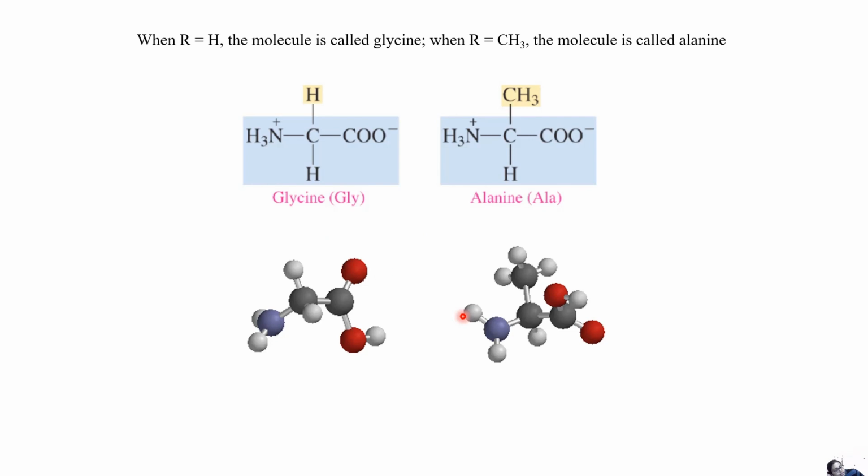Now, when R is equal to H, the molecule is called glycine. When R is equal to CH3, the molecule is called alanine. Glycine is the simplest amino acid that we see. If you see here, the R group is basically only hydrogen. There are two similar components attached to the alpha carbon, two H groups, which is why glycine does not really show chirality. So glycine is the simplest amino acid with H as the R group.